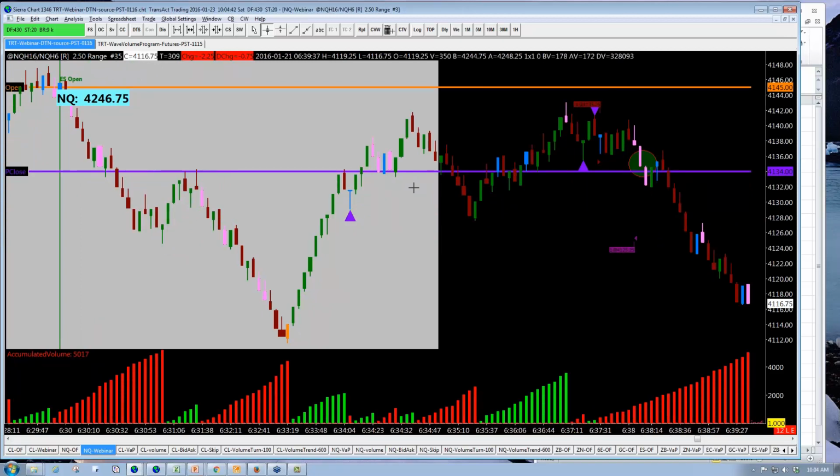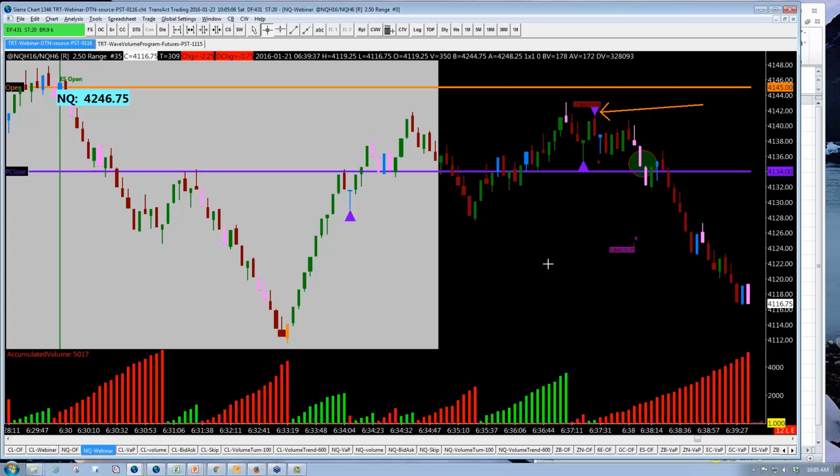And so what I did is I shorted it right here, right at that circle. In fact, the signal to short is right there. It's that little purple triangle pointing down. It's a wave volume signal indicating that there doesn't seem to be any more interest going up. I call it the no interest signal. And what I did is I went in on the break.